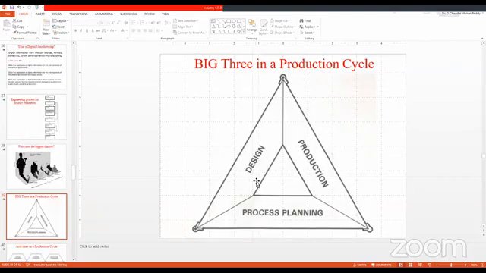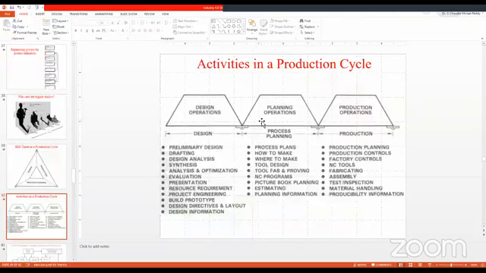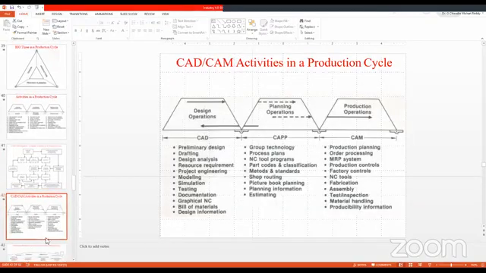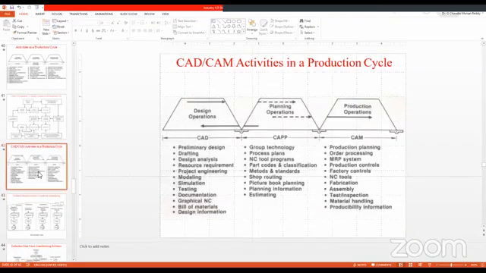The big three in a production cycle are design, process planning, and production. Of course, these are the activities in a production cycle. There are design operations, planning operations, and production operations. The same thing is being done in CAD/CAM integration. Design and planning operations are grouped into CAD, and production operations are CAM. In digital manufacturing technology, CAD/CAM is given a name, virtual prototyping. You will come across those terms, virtual prototyping and virtual simulation, and integration with real-time data happens to be the digital twin.